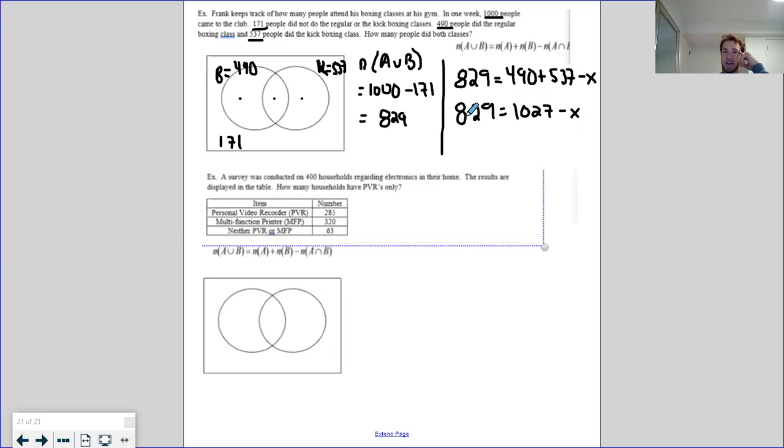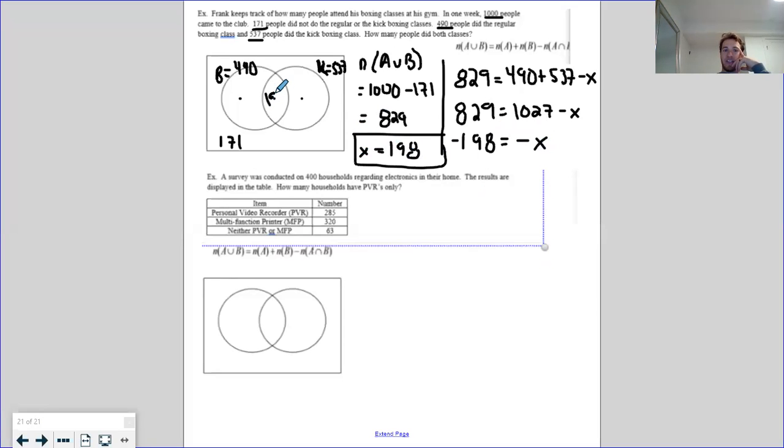Now, why this number is bigger than the total people doing boxing or whatever is because you're counting a group twice in this. So let's subtract 1,027 on both sides. And it looks like you're going to get negative 198, which is equal to negative X. And then you would divide by negative 1 on both sides. X is equal to 198. So Cole Peralta, I don't know what happened there. It looks like you did the math right. You had the right idea, but X is equal to 198.